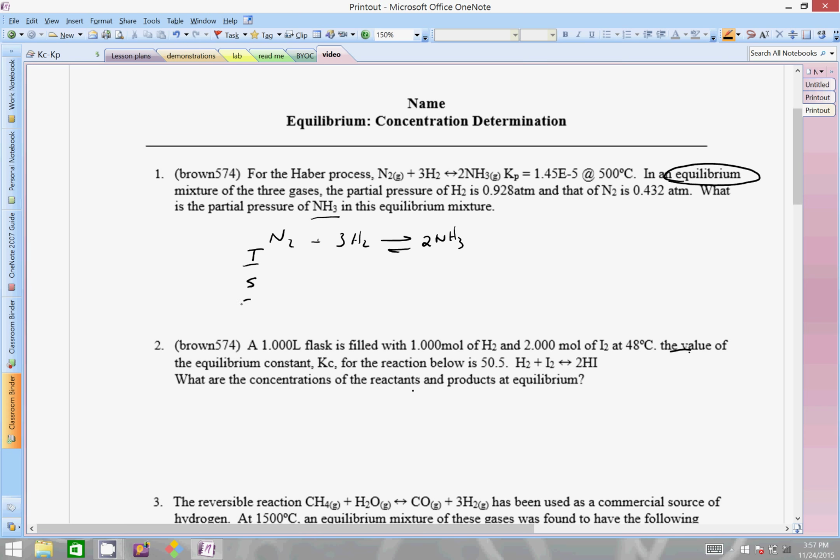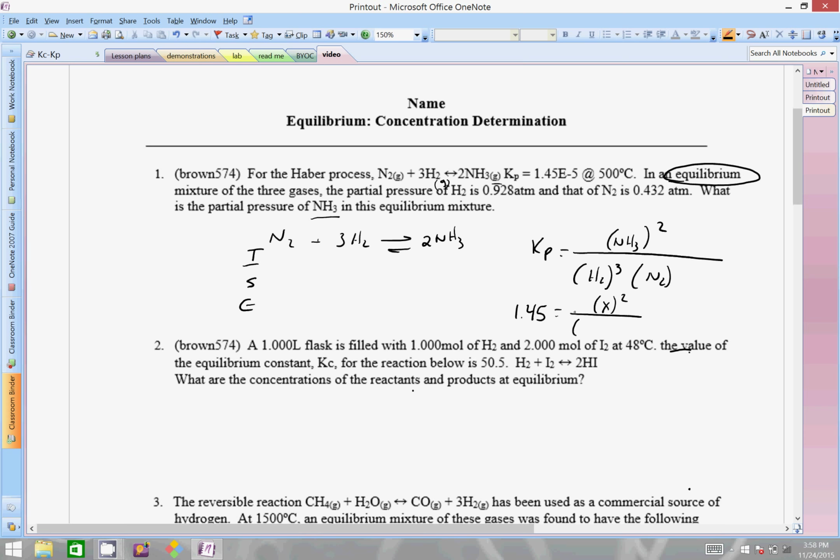So let's just start an ice table and start filling in what they give me. My Kp is equal to, I have gas, and they're all included, so it's the NH3 squared over the H2 cubed, the N2 single. They're only giving me equilibrium concentration, so in this case 1.45 e to the negative fifth equals the NH3, which is going to be, we don't know that one, X, unknown, squared.